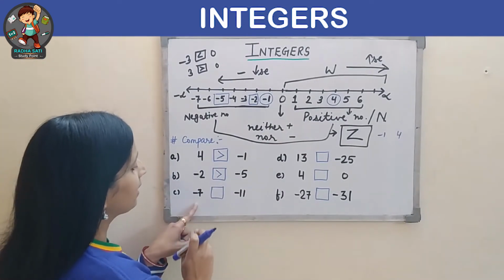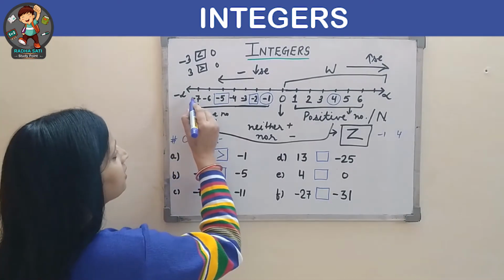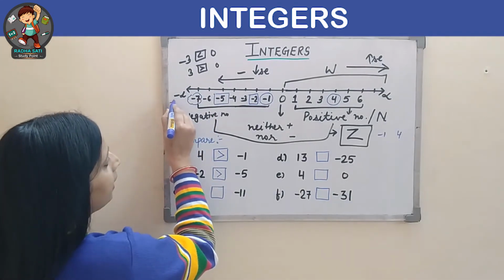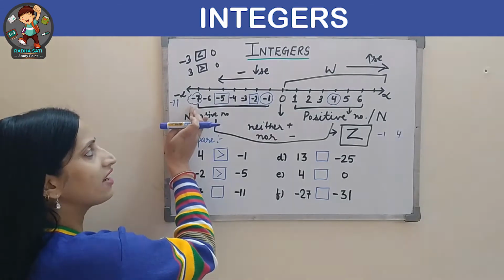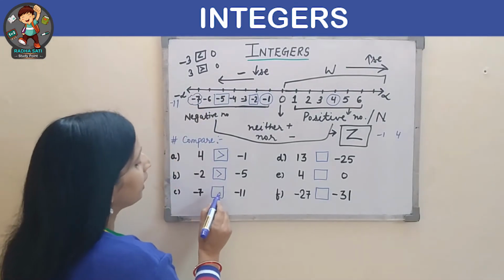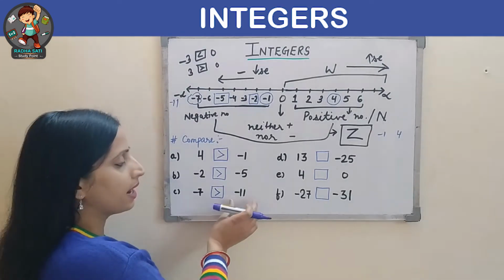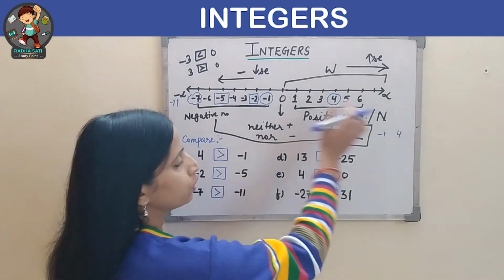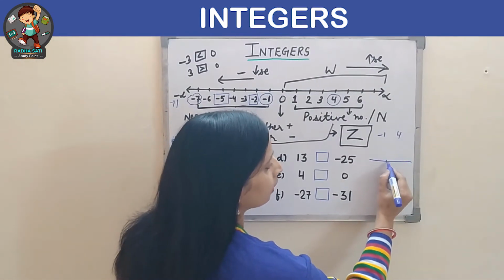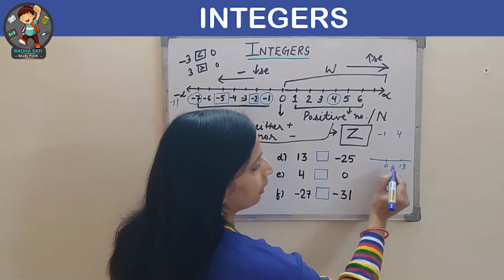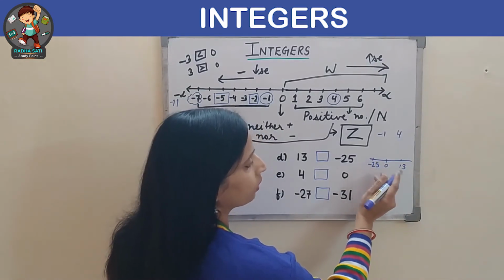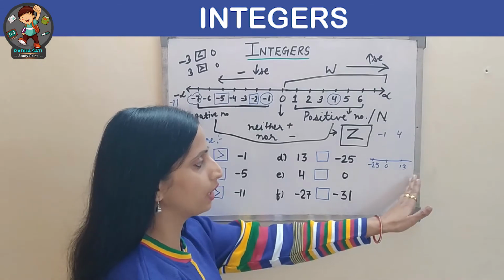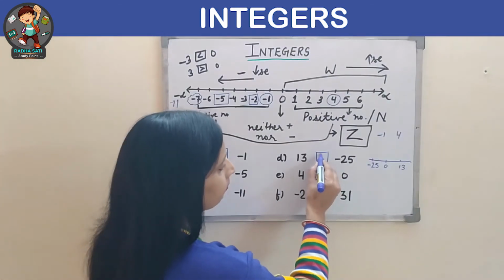Okay. Now minus 7 and minus 11. So this one is minus 7 and minus 11 will be somewhere this side. So we can see that minus 7 is to the right of minus 11. So that's why minus 7 will be greater than minus 11. Next is 13 and minus 25. So on the number line, 13 will be to the right side and minus 25 will be somewhere to the left side. So we can see that 13 is a positive integer or it is to the right of minus 25. So it will be greater.